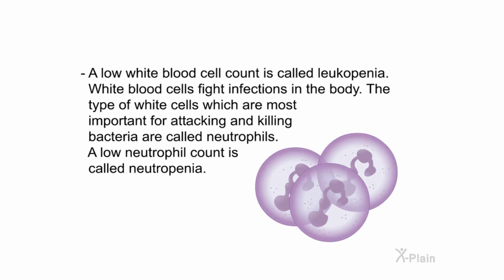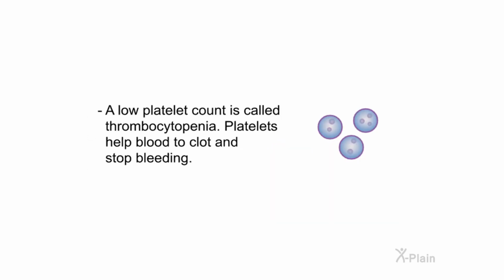A low white blood cell count is called leukopenia. White blood cells fight infections in the body. The type of white cells which are most important for attacking and killing bacteria are called neutrophils. A low neutrophil count is called neutropenia. A low platelet count is called thrombocytopenia. Platelets help blood to clot and stop bleeding.